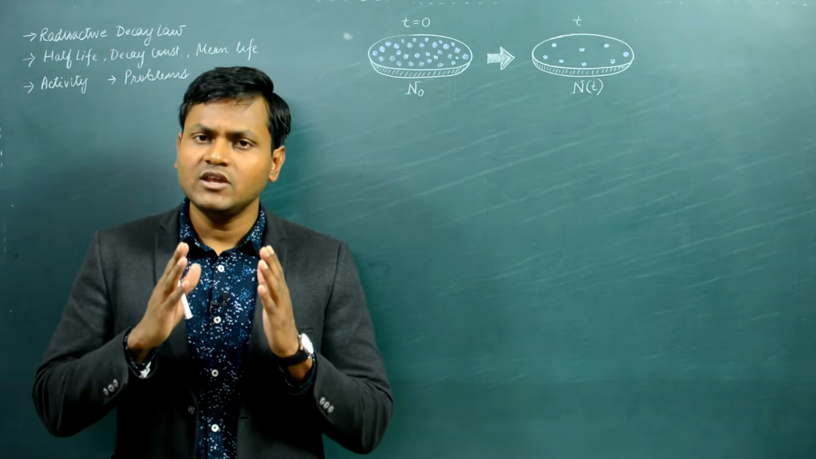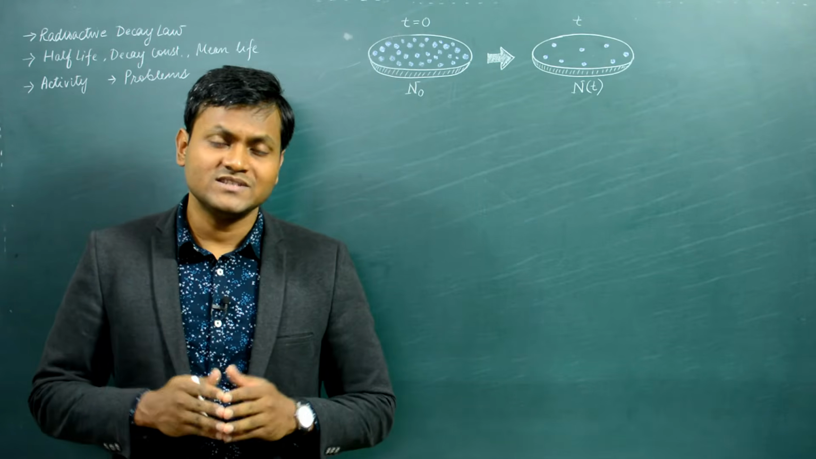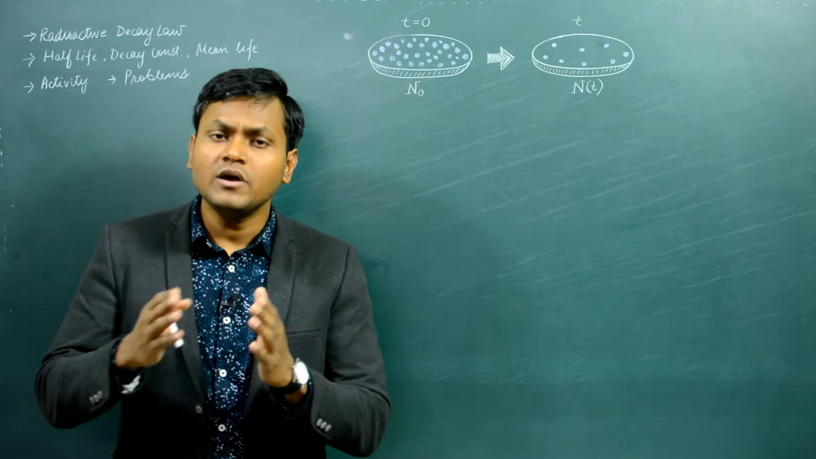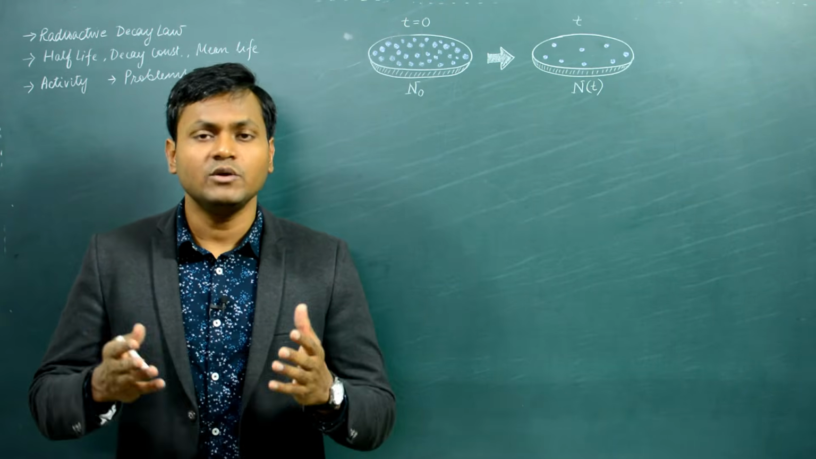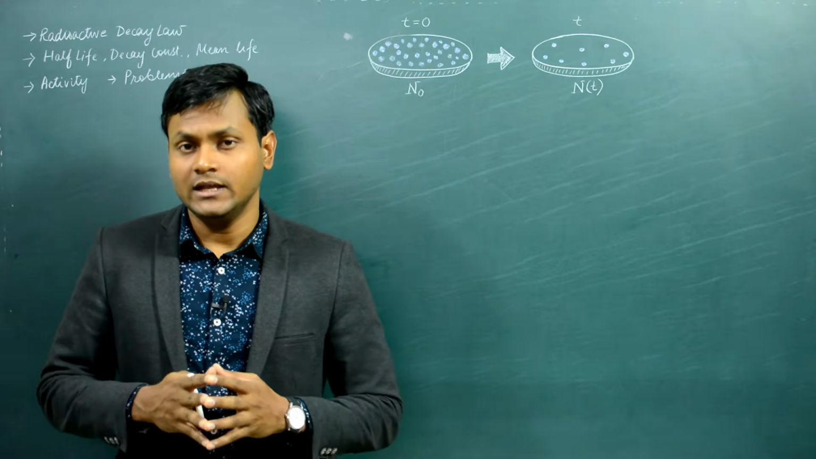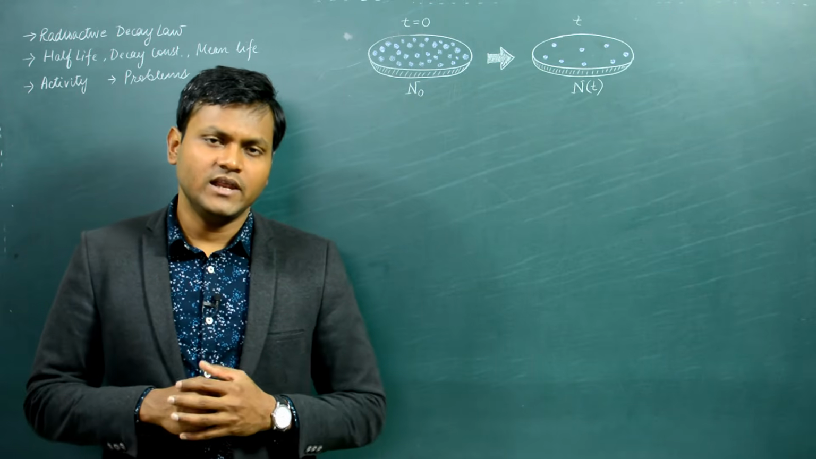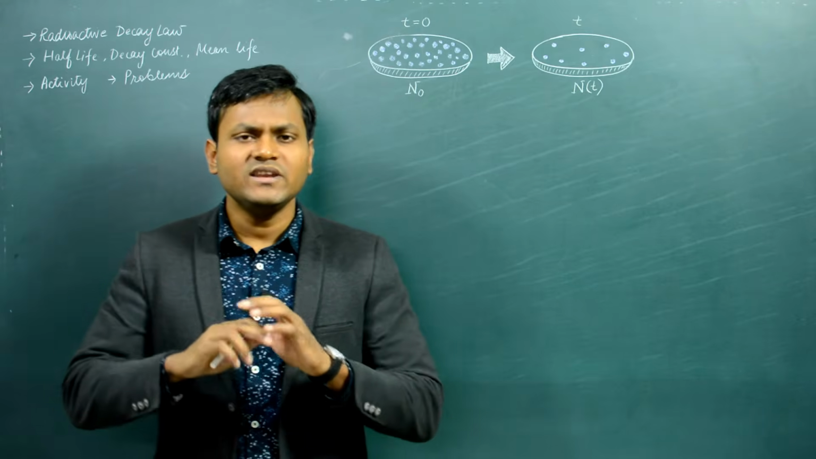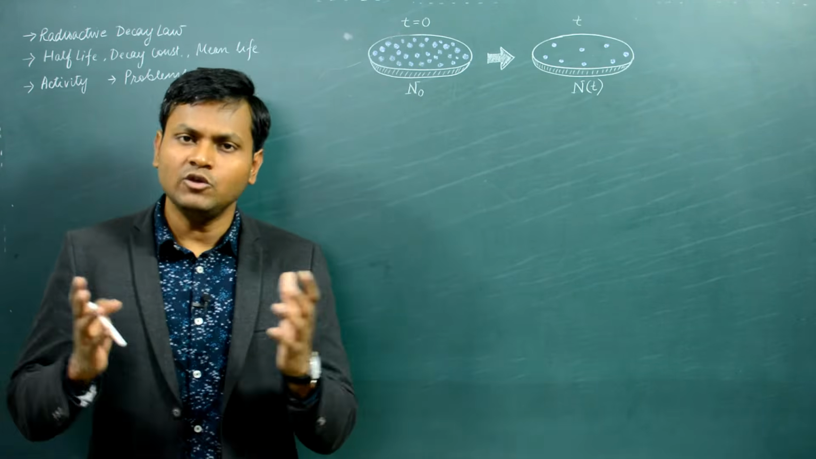However, there is something very common between all of these processes: the mathematical expression which tells us how the number of particles changes with time is common between all of them. And that is given by the radioactive decay law. Now, before I derive the radioactive decay law, it is important to understand that radioactivity is a very different kind of process. It is a very peculiar process.